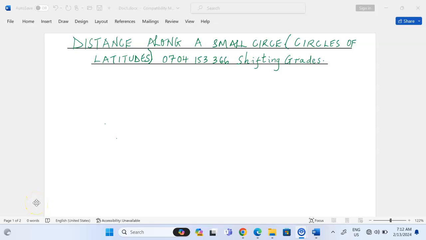Thank you for joining this lesson. We're going to discuss longitudes and latitudes. And in this lesson, I want us to discuss distance along a small circle. Small circles are circles of latitudes.